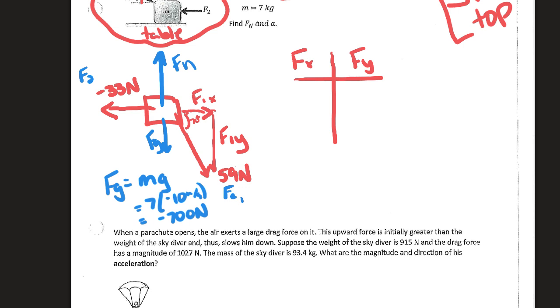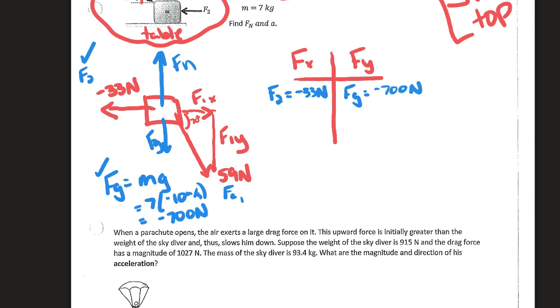So let's go in this order. Let's take the easy ones. Force 2, it's in the x direction. It has no y component. So F2 goes over here, and it's negative 33 newtons. Let's keep going. In the y direction, gravity is clearly negative 700 newtons.